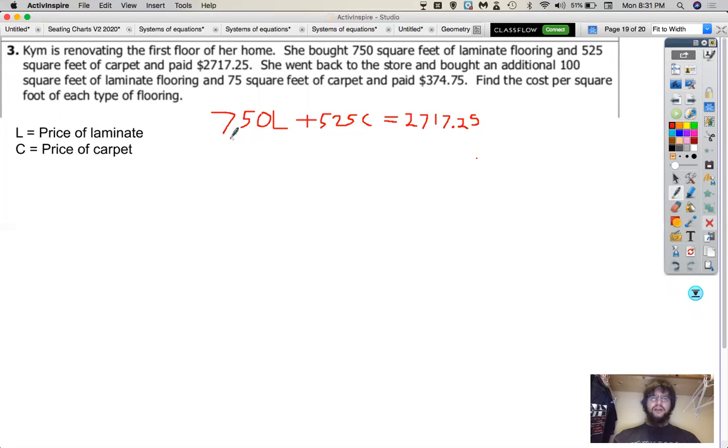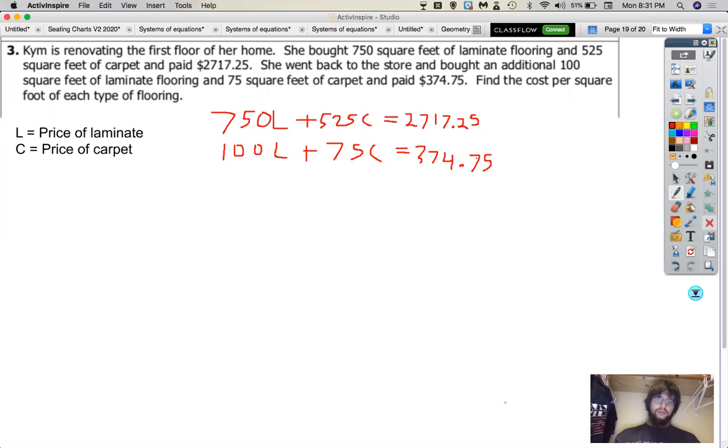She went back to the store and bought an additional 100 square feet of laminate. Come on, always get extra and return the junk afterwards. Don't have to make another trip to Home Depot. And 75 square feet of carpet. And paid $374.75.